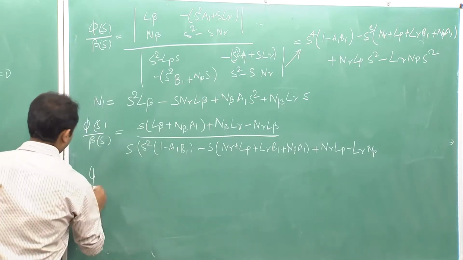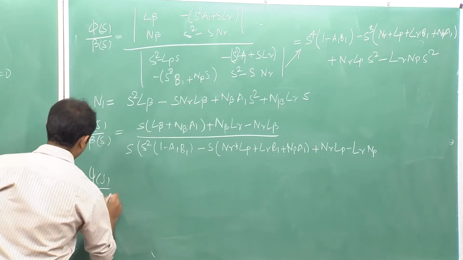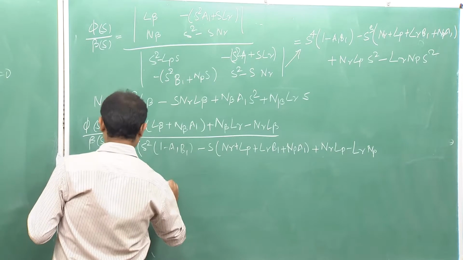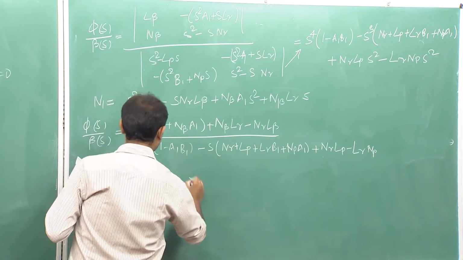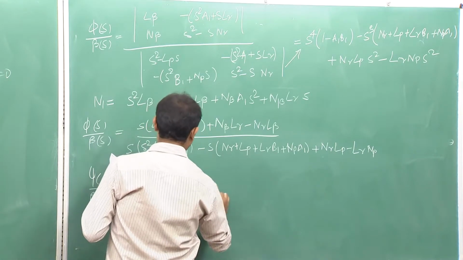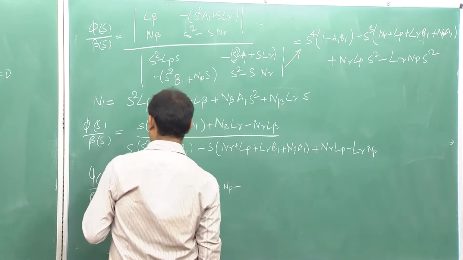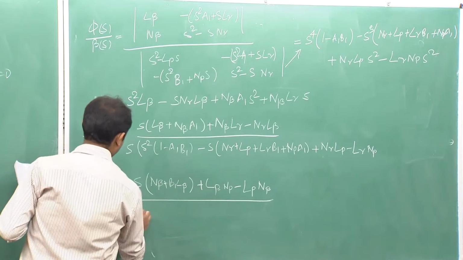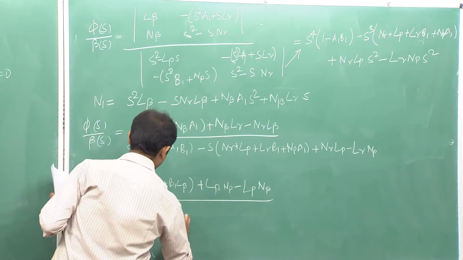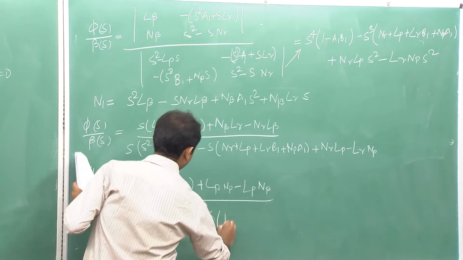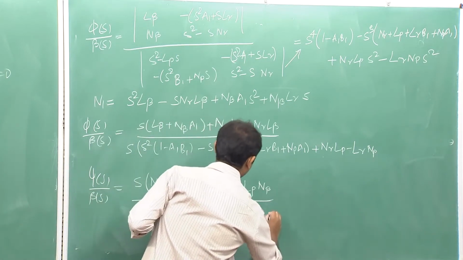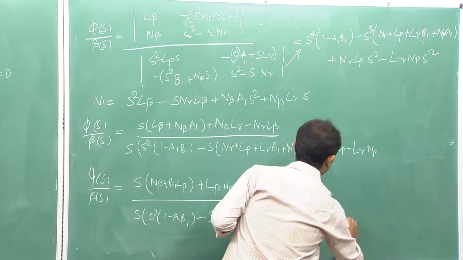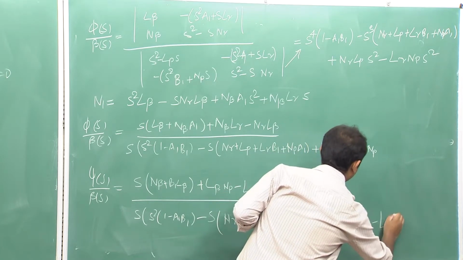Similarly, psi of s upon beta of s will be s into (N beta plus B1 L beta) plus L beta N p minus L p N beta, divided by s into s square (1 minus A1 B1), minus s (N r plus L p plus L r B1 plus N p A1), plus N r L p minus L r N p.